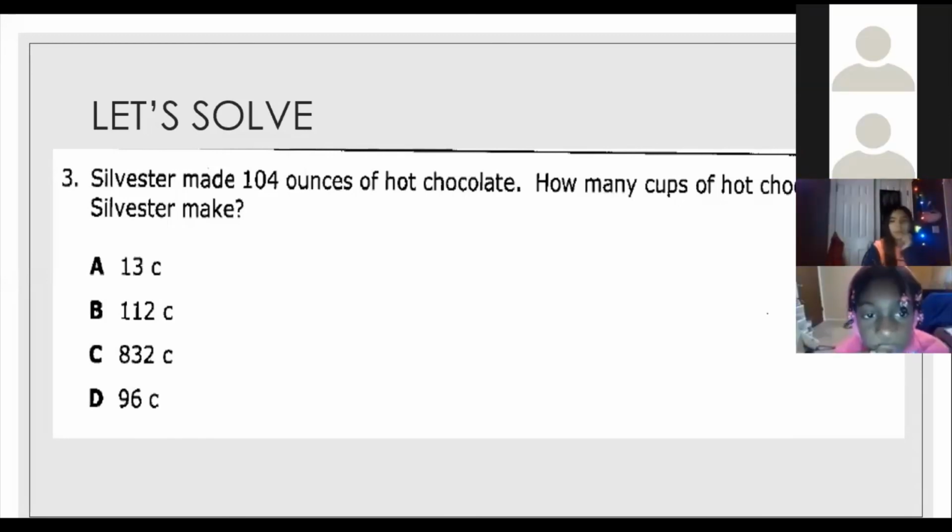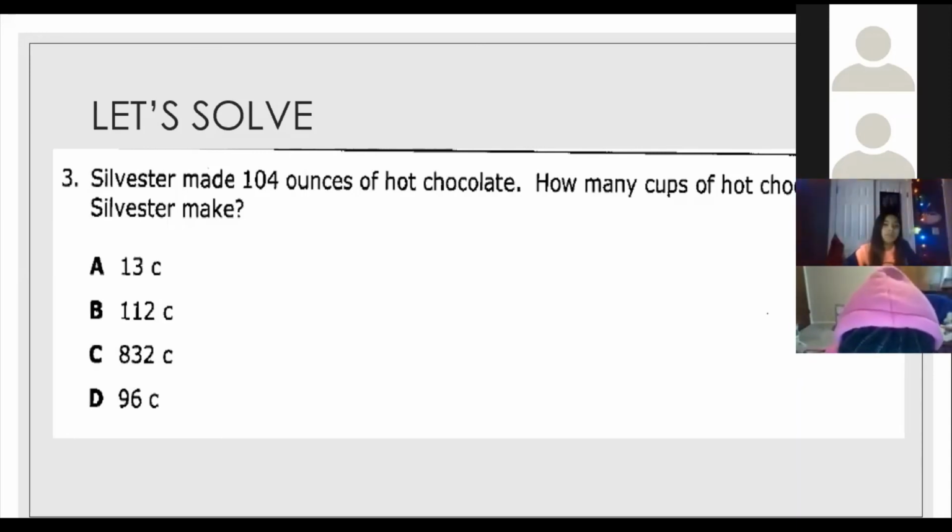Sylvester made 104 ounces of hot chocolate. How many cups of hot chocolate did Sylvester make? Good. So let's start this problem off. What unit conversion am I making?